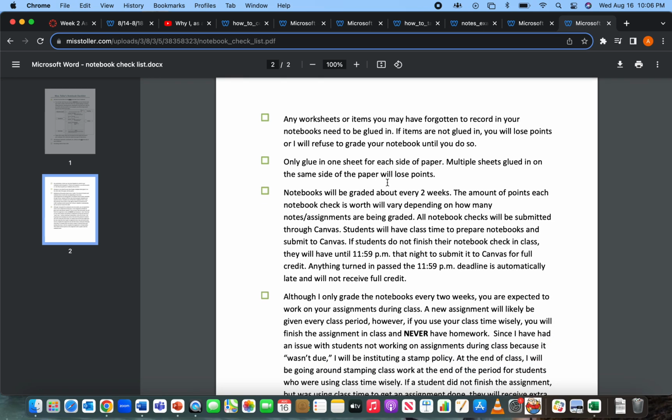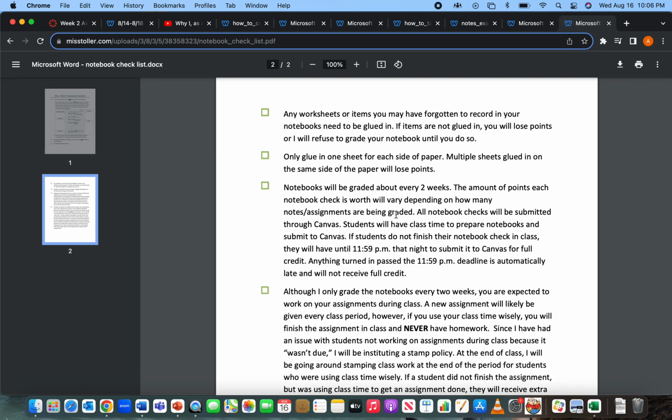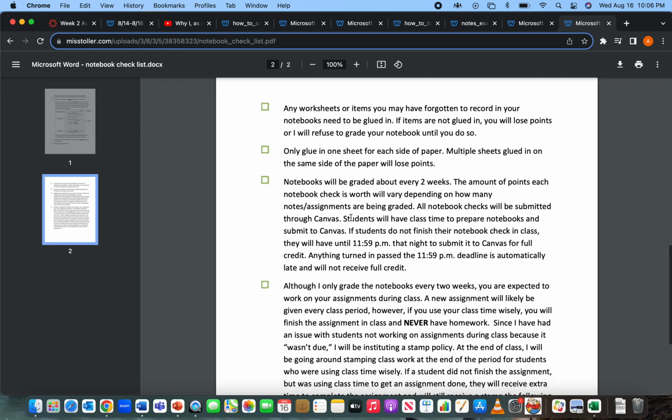Notebooks will be graded every 2 weeks. The amount of points each notebook check is worth will vary depending on how many notes and assignments are being graded. All notebook checks will be submitted through Canvas. Students will have class time to prepare notebooks and submit to Canvas. If students do not finish their notebook check in class, they will have until 11:59 p.m. that night to submit it to Canvas for full credit. Anything turned in past the 11:59 p.m. deadline is automatically late and will not receive full points.